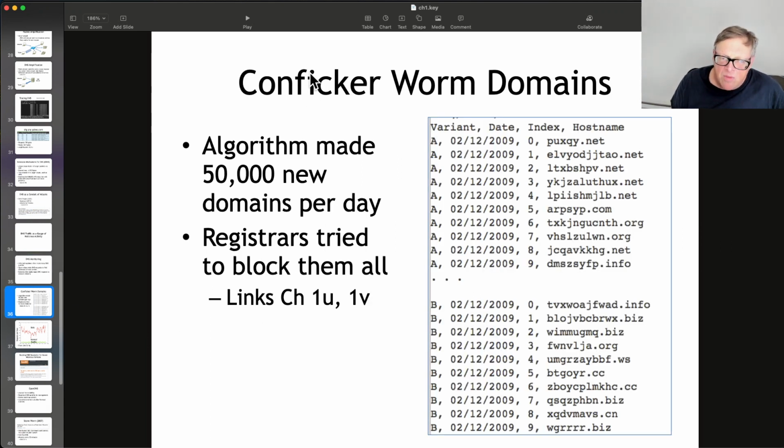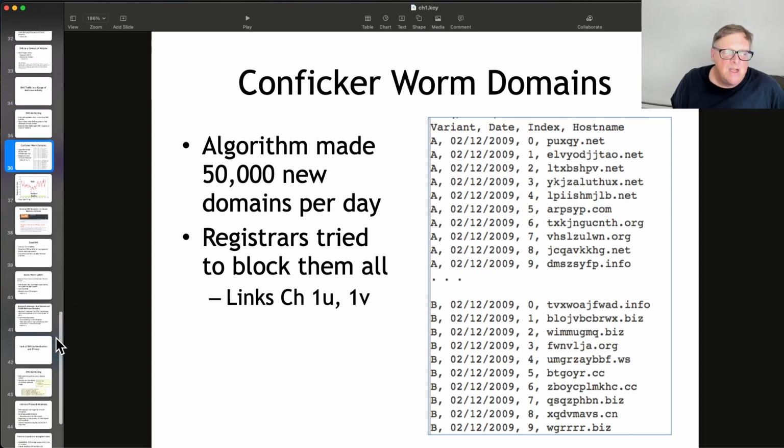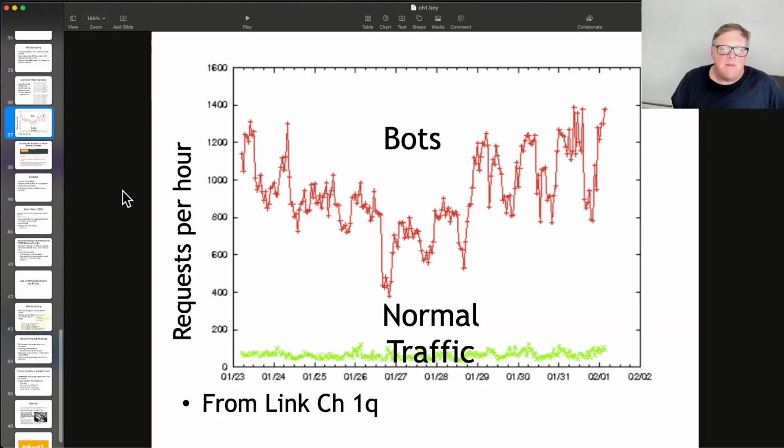The Conficker worm, for example, infected Windows machines, and it would then make 50,000 new domains per day, and the names were predictable. So they tried to take over the Conficker domain by buying all these names or blocking them all as they were being generated by the pseudo-random name generator in the worm. And here, for example, is the number of requests per hour of normal traffic, and bots make a lot more DNS traffic. This is an indication that the bots are sending secret information out, concealing it in DNS packets.